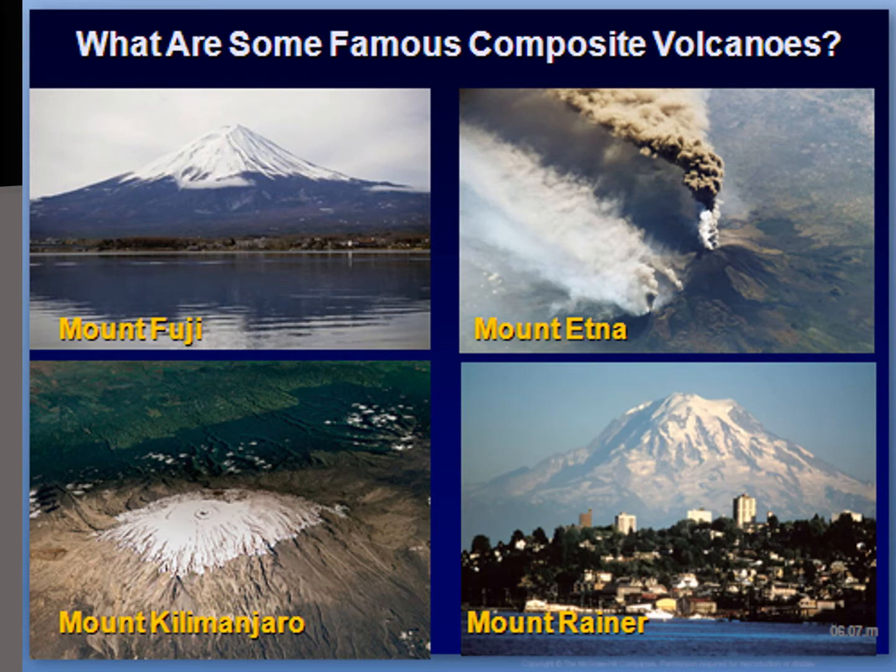Okay, bottom left, that's a terrible image of Mount Kilimanjaro. That's taken with a satellite, and it just looks like it's kind of sunken in. But Mount Kilimanjaro is a pretty decent sized volcano in the East African Rift. Over on the right is Mount Rainier.